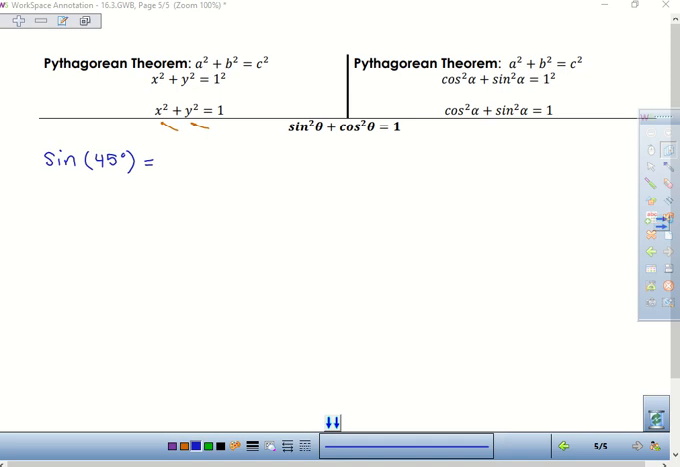Okay, so if you look at your unit circle when it says sine of 45, now I know that you could put this in the calculator, but the problem is the calculator is going to give you a decimal. We don't want that. We want what we call an exact value.